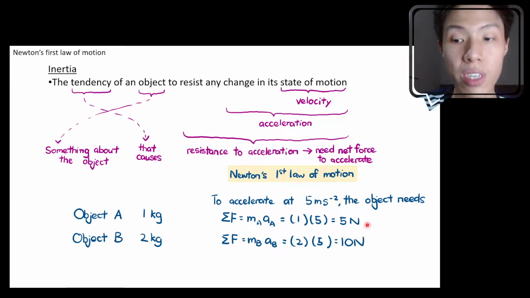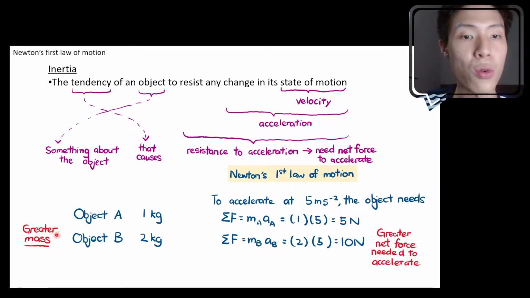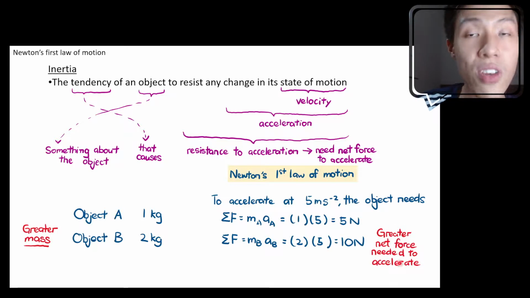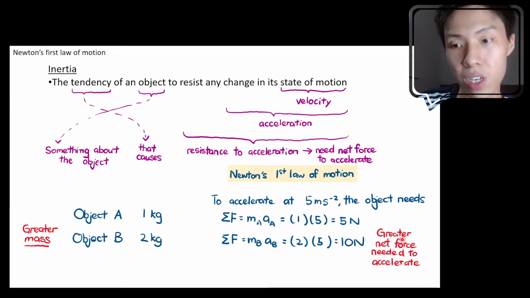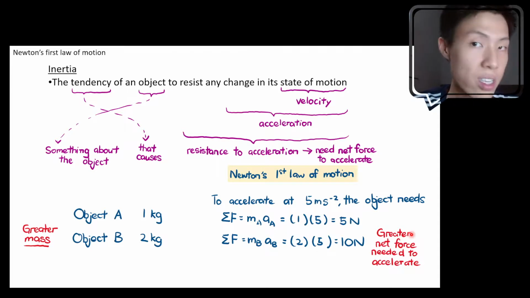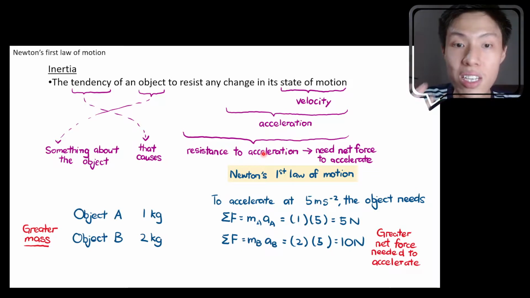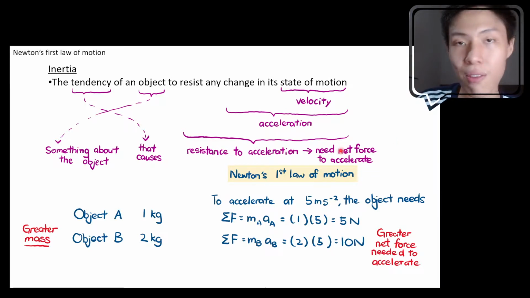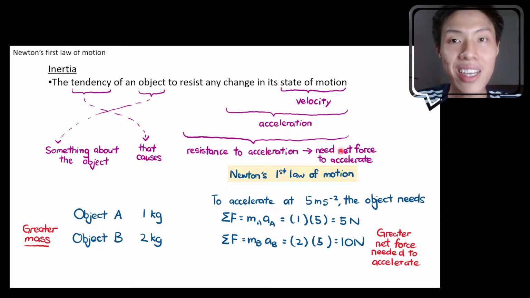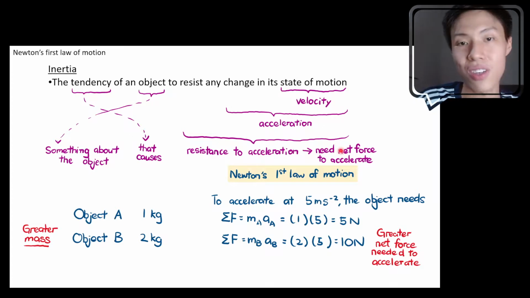So what am I trying to tell you here? If you have a greater mass, you need a greater net force to accelerate the object. Greater mass, greater net force needed to accelerate an object. So do you see that the mass here is actually the thing that is resisting acceleration? Because the greater your mass, the greater the net force you need to accelerate. So the mass is something that is resisting our acceleration.